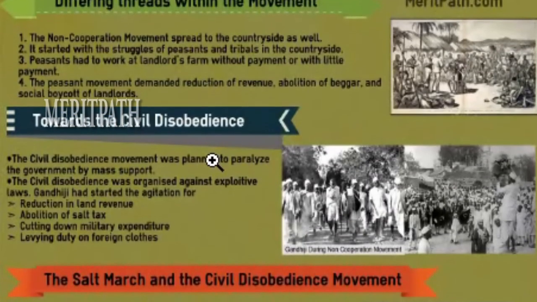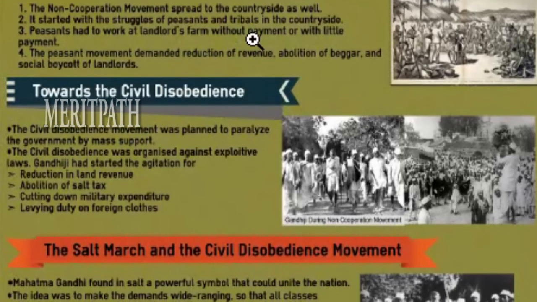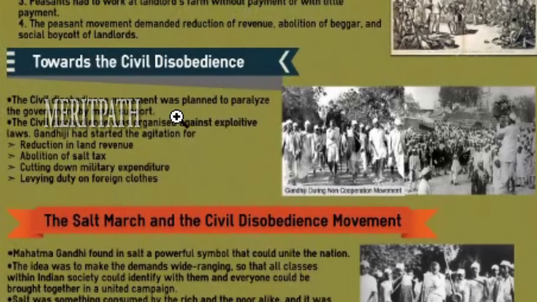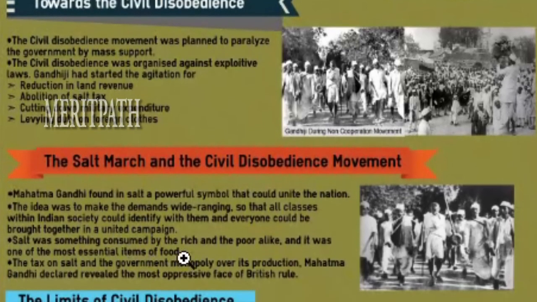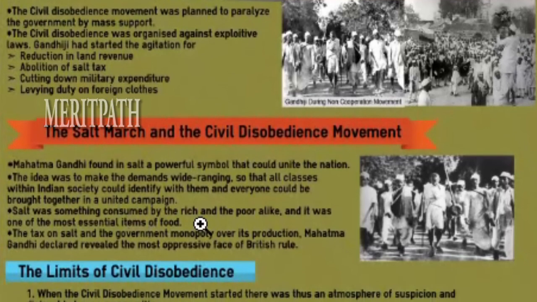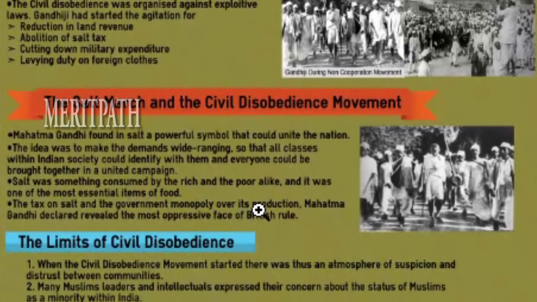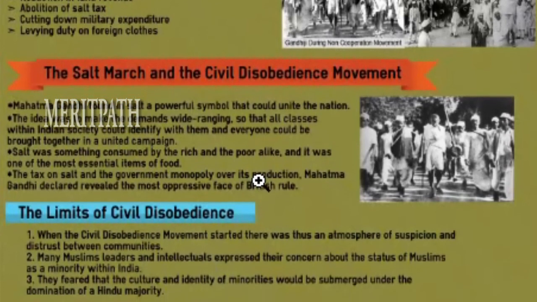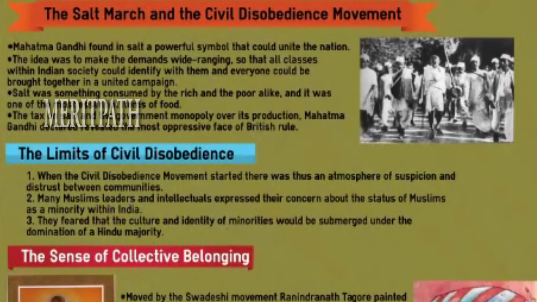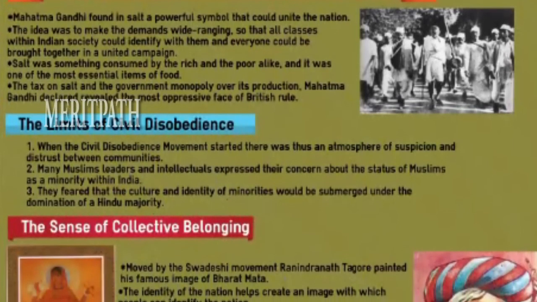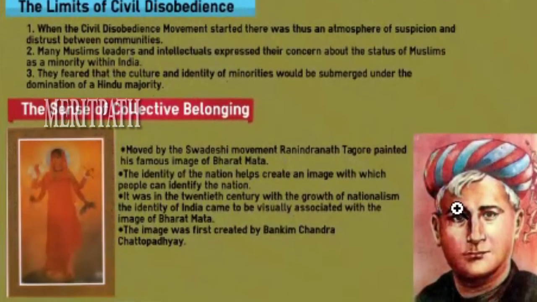Differing threads within the movement. The non-cooperation movement spread to the countryside as well. Towards the civil disobedience movement, the Salt March and the civil disobedience movement. The Salt March was carried from Sabarmati to Dandi, covering 240 miles. The limits of the civil disobedience movement, the sense of collective belonging. Image, a painting by Abanindranath Tagore and Bankim Chandra Chattopadhyay. He introduced Vande Mataram.